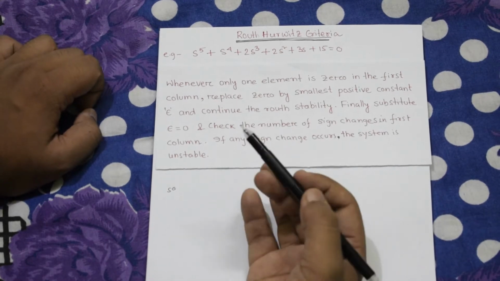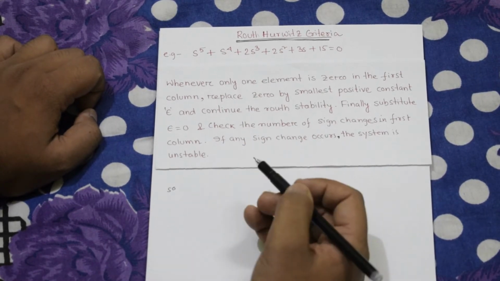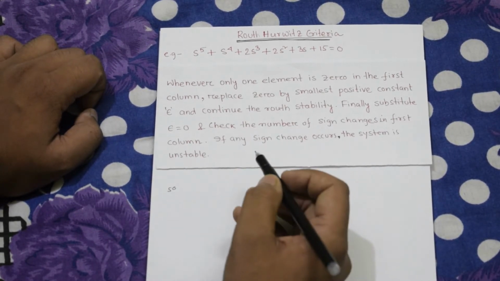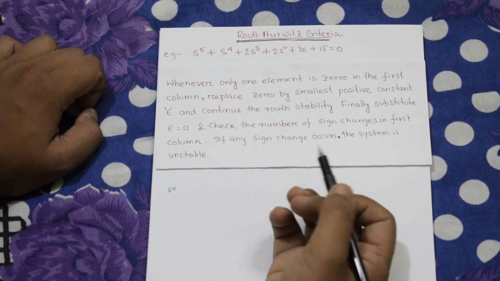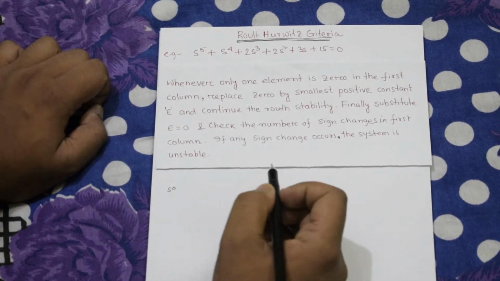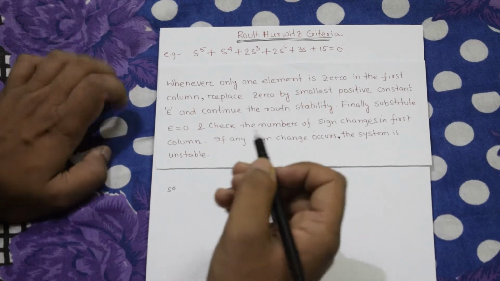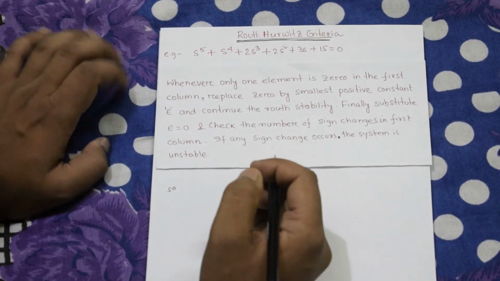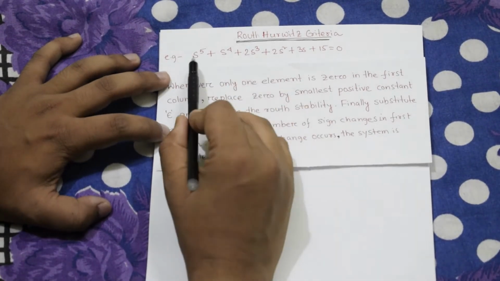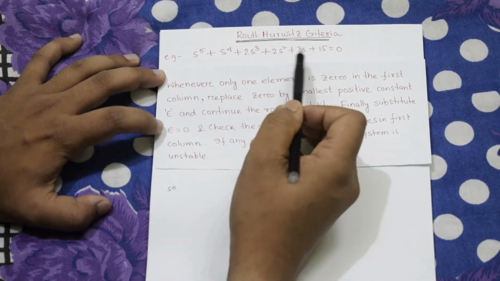In the previous video, we have seen what RH criteria is, how we can find the stability by RH criteria and how to write it in tabular form. And we have seen some basic problems also. Now in this video, we will see some typical problems. So we have to find the stability of this one.